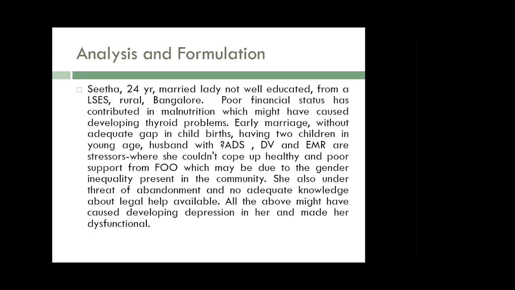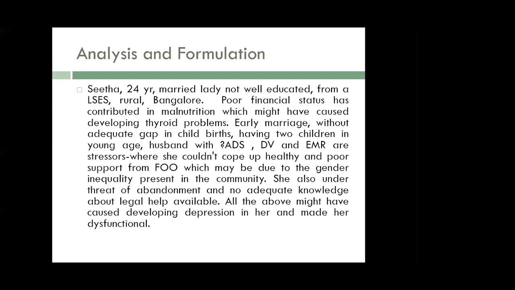And yes, there is domestic violence, because alcohol dependence syndrome may be causing domestic violence, and maybe, we don't know, because of an extramarital relationship or alcohol dependence syndrome, there is domestic violence definitely. These are stressors where she couldn't cope in a healthy way, and there is poor support from her family of origin, which may be due to a gender inequality present in the community. So we need to understand that her husband has alcohol dependence syndrome, and there is domestic violence from his side. Also, he has some other relationship, and this is a serious major stressor for her, and she couldn't cope in a healthy way.